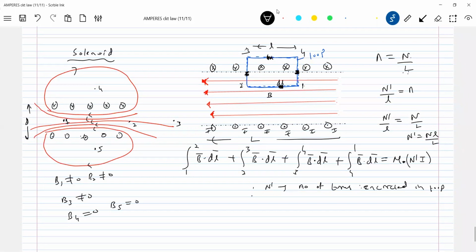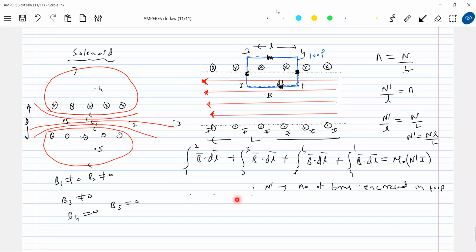Look at now. Everywhere B bar is parallel as you move along the path 1, 2. B bar is parallel to this. So what should be the value of that? B into L. This should be 0. Any reason for that? B bar is perpendicular to dl at 2, 3. B bar like this, dl like this. So the angle between them is 90 degrees.